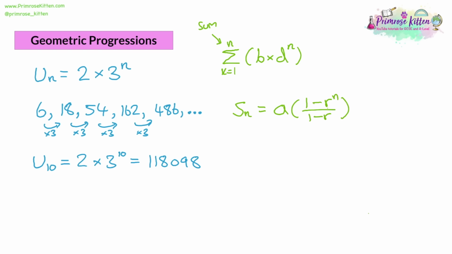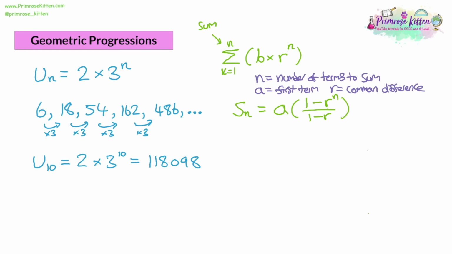We need to know what all the different letters mean. So n is the number of terms to add. a is the first term, in this case 6 for our previous example. r is what we call the common ratio. This is basically what you're doing to the sequence each time. So in our last example, we're multiplying by 3 each time, so the common ratio would be 3. It's the same as the number in the nth term that's to the power.